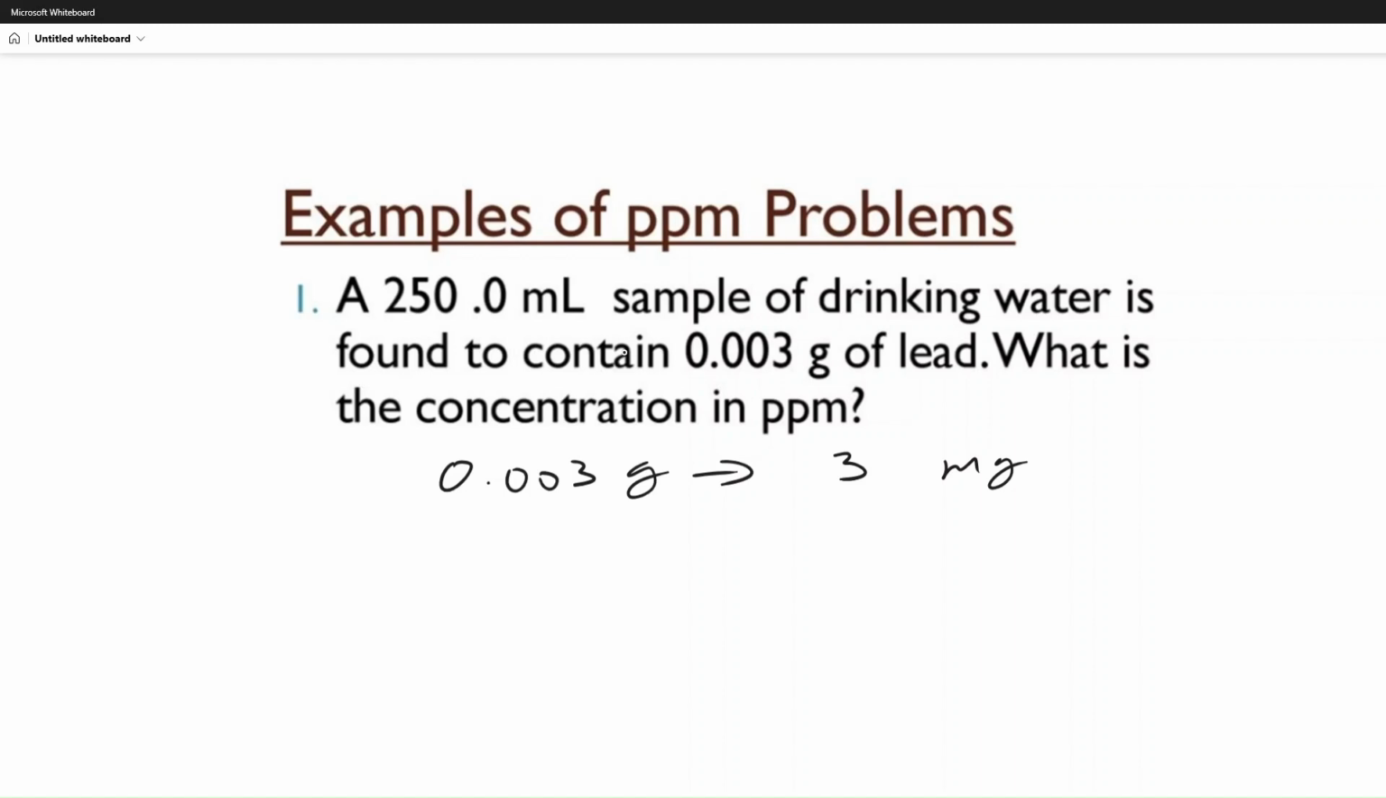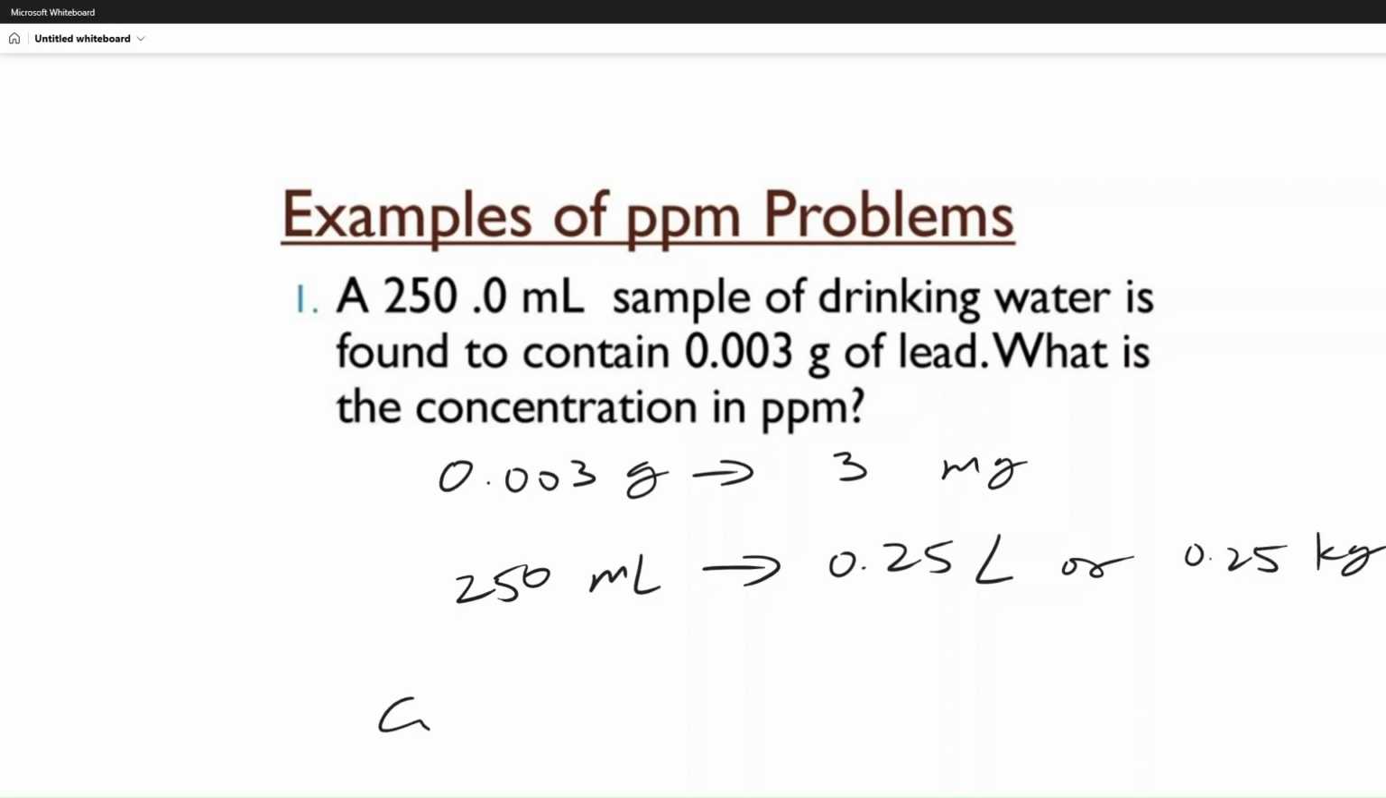Now let's convert 250 milliliters into liters. Liters slash kilograms, same thing. So 250 milliliters is going to be 0.25 liters, or we can call it 0.25 kilograms. So putting these all together, the concentration in parts per million would be 3 milligrams for the solute over 0.25 kilograms for the solvent. This is in milligrams, this is in kilograms.